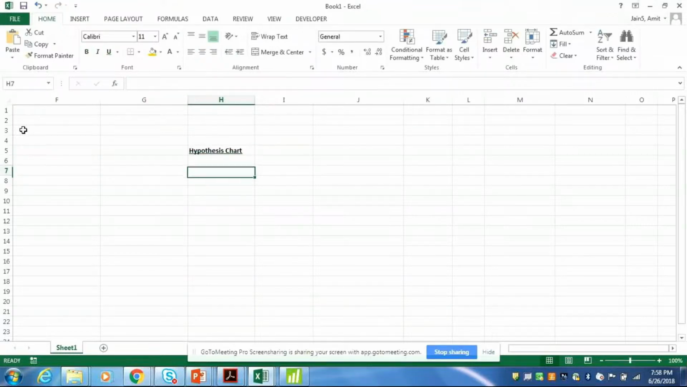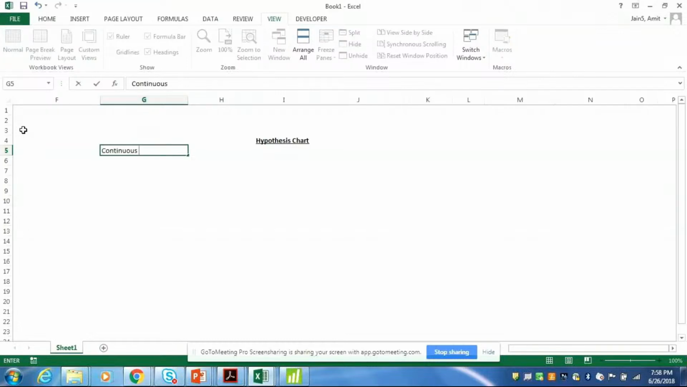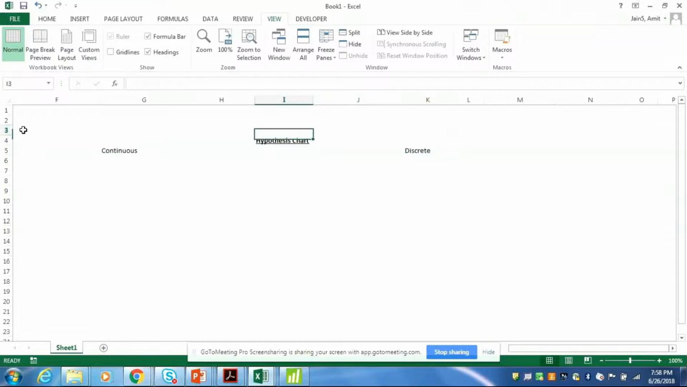So there's a hypothesis chart. Six Sigma is all about data analysis. We look at the data. We don't take decisions based on gut feel. Now we know that data type can be of two types. It can be continuous or it can be discrete. So we are doing a project, and there's a project Y. If the project Y that we have is continuous, there are different tests that you would do. And if it is discrete, there are different tests that you would do.